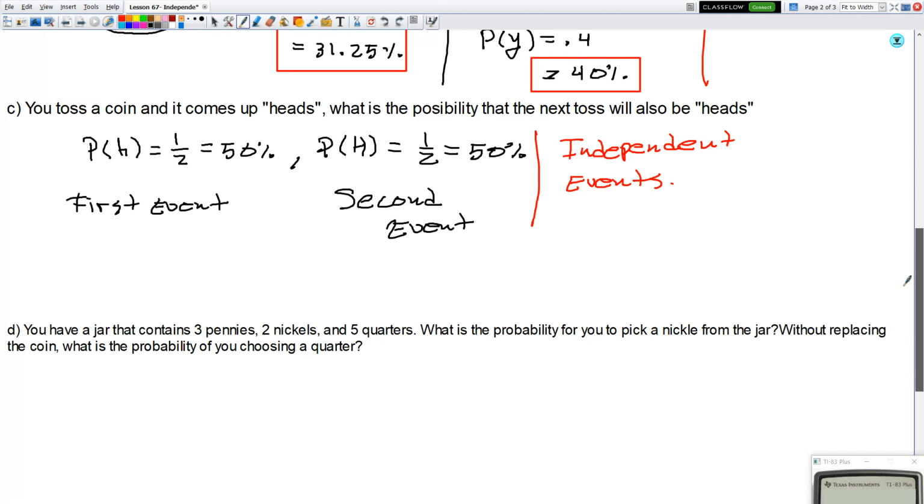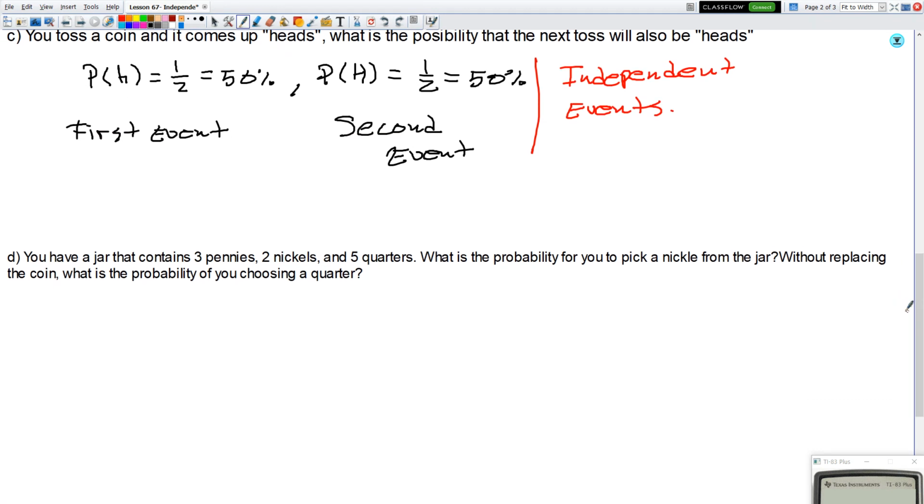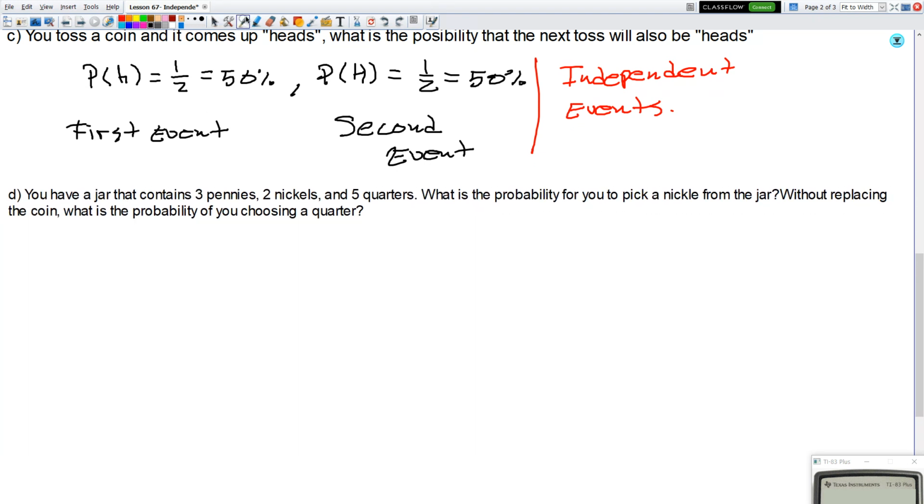Let's take a look at one more example here, example D. So now let's see what we have. Look at the scenario. It says you have a jar that contains 3 pennies, 2 nickels, and 5 quarters. What is the probability for you to pick a nickel from the jar? Then, without replacement, what is the probability for you to choose a quarter after that?